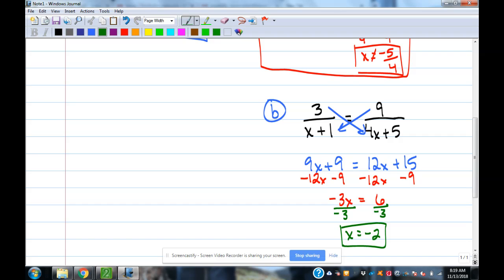If it were one of the excluded values, you'd throw it out. If you end up throwing out all of your answers that you find, then there's no solution. That can happen because it's an equation. Sometimes they have no solution.